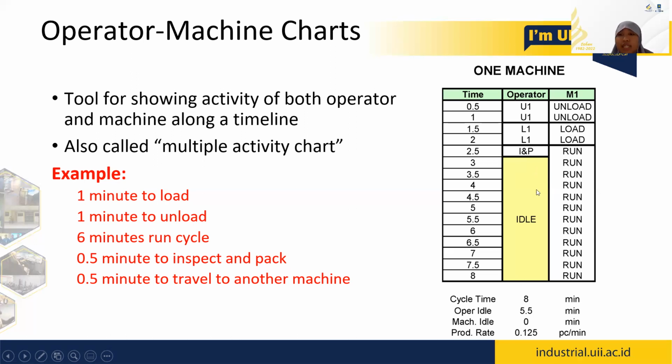As we can see here, once the M1 runs, there is actually quite a high idle time for the operator, because their work stopped at inspection and packing. So the production rate will be equal to 0.125, which is 1 per 8 minutes. Then we have a cycle time of 8 minutes, but the operator idle is 5.5, while the machine idle is 0.